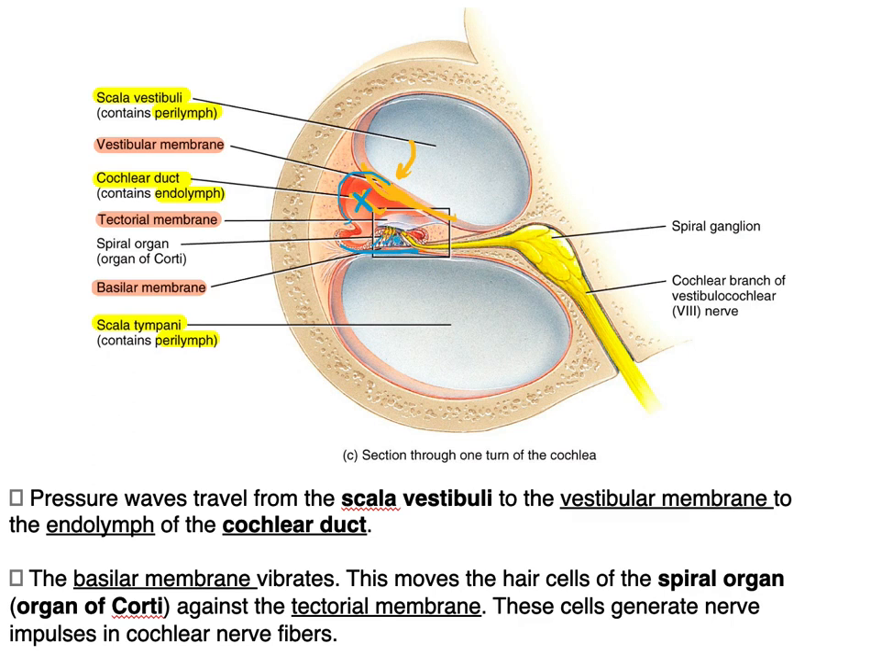Once the basilar membrane vibrates, it moves the hair cells that you see here, the hair cells of the spiral organ, right? The spiral organ is important. This structure is called the spiral organ, or organ of Corti, right? These hair cells are covered by the tectorial membrane that you see here, which of course generates nerve impulses in the cochlear nerve.